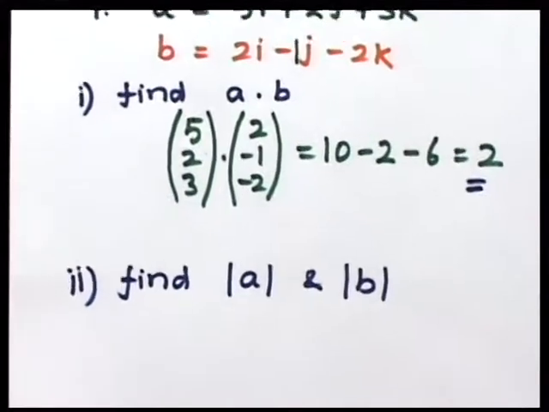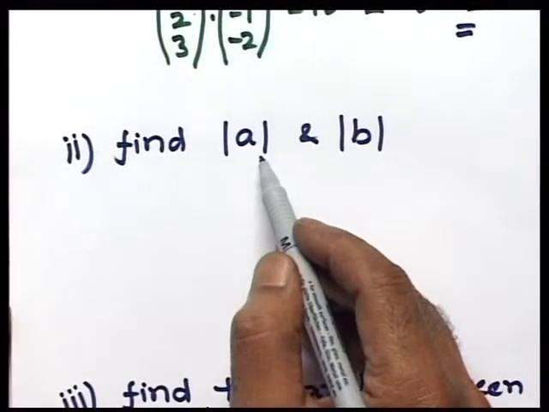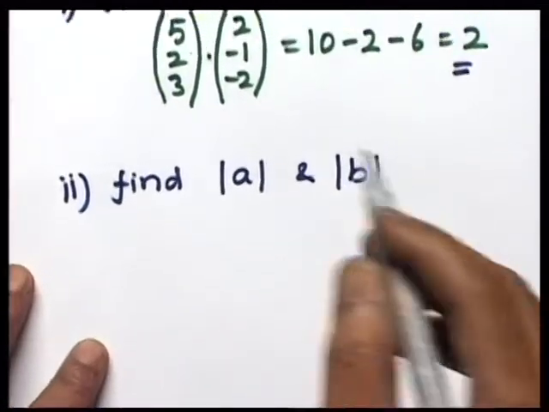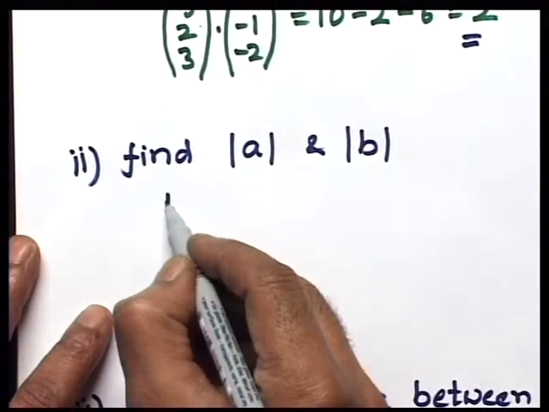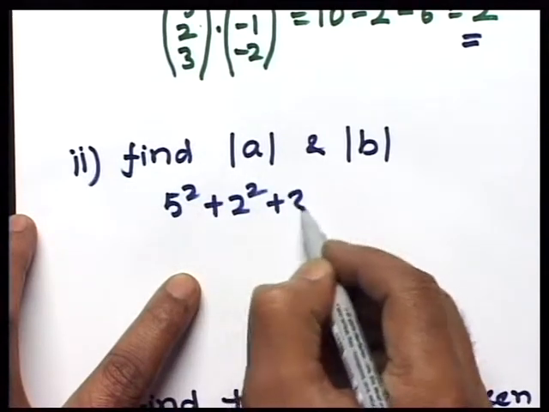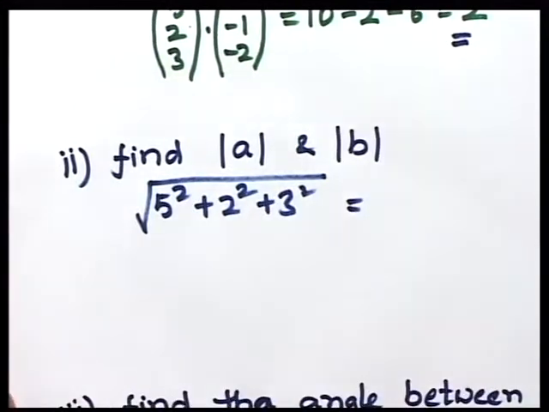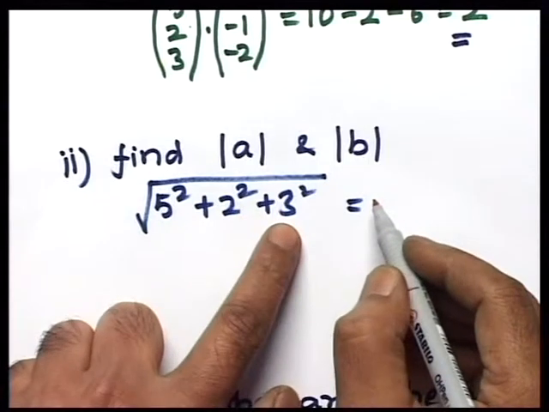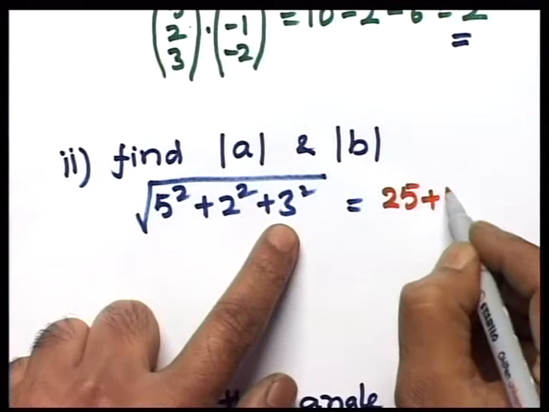And the second part they asked us is to find the modulus of a. Modulus, remember, it's the Pythagoras. So I'm taking the first one, which is 5, 2, 3. So it's 5 squared plus 2 squared plus 3 squared, all under the root. That's the modulus of a, and the answer for that comes down to 25, that's a 4 and 9. 25 plus 4 plus 9, 13.